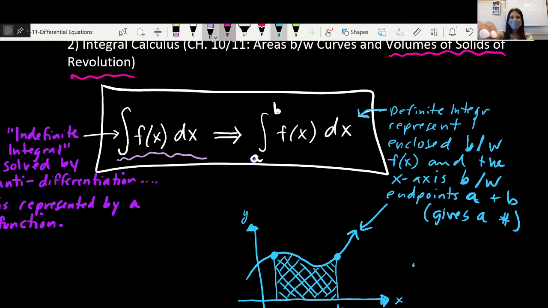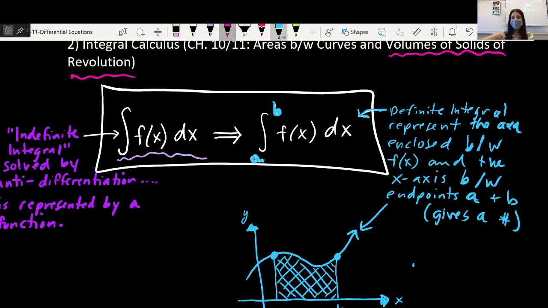That's what we call the definite integral. So the definite integral represents the area enclosed between f of x and the x-axis between the endpoints A and B. So again, this isn't really anything new. We've been working with this. When we worked with it, we called B the upper limit and we called A the lower limit.